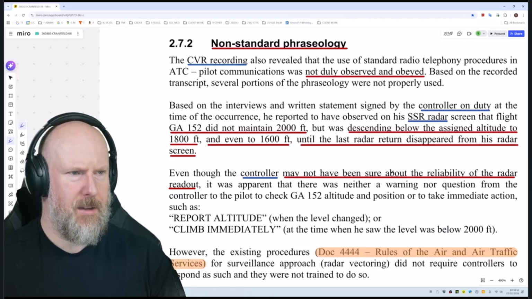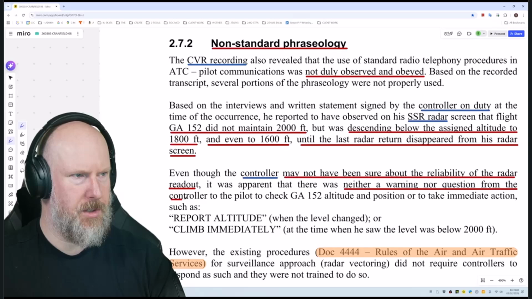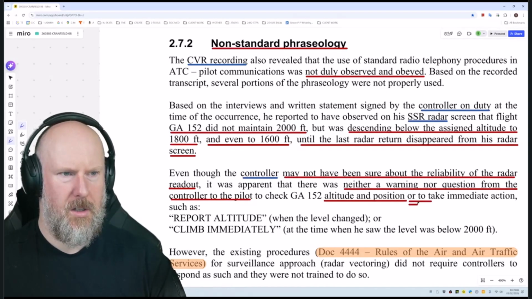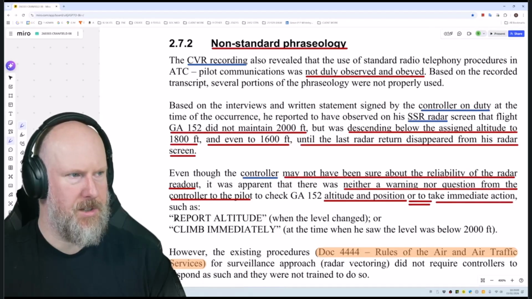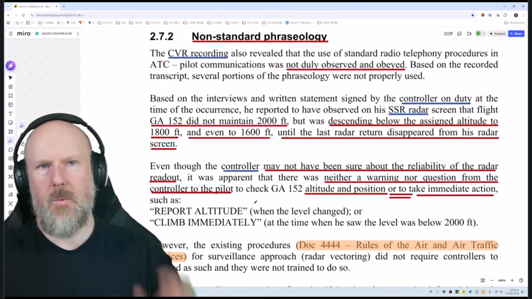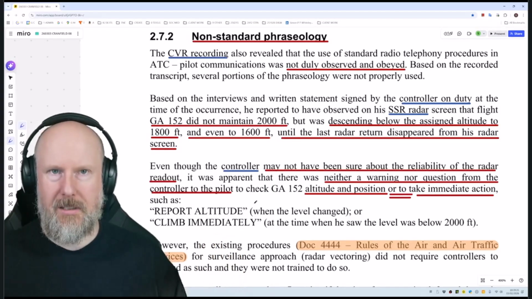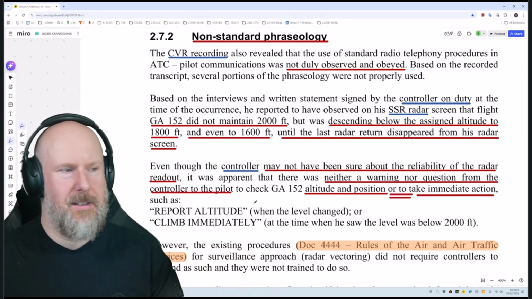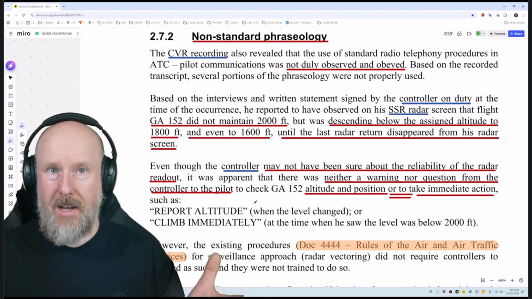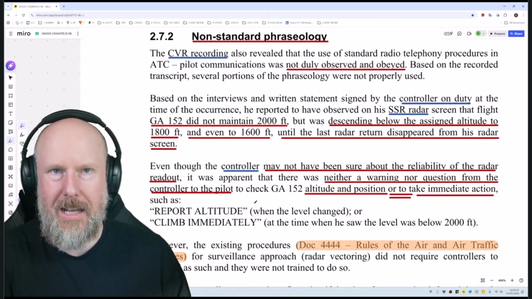It was apparent that there was neither a warning nor question from the controller to the pilot to check the altitude and position or to take immediate action, such as report altitude when the level changed or climb immediately. So when we're talking about contributory control actions, we can talk about, these control actions were not provided. Of course, there's context there. They may not have provided them because they didn't believe that it was necessary, perhaps, or they didn't recognise it was necessary.